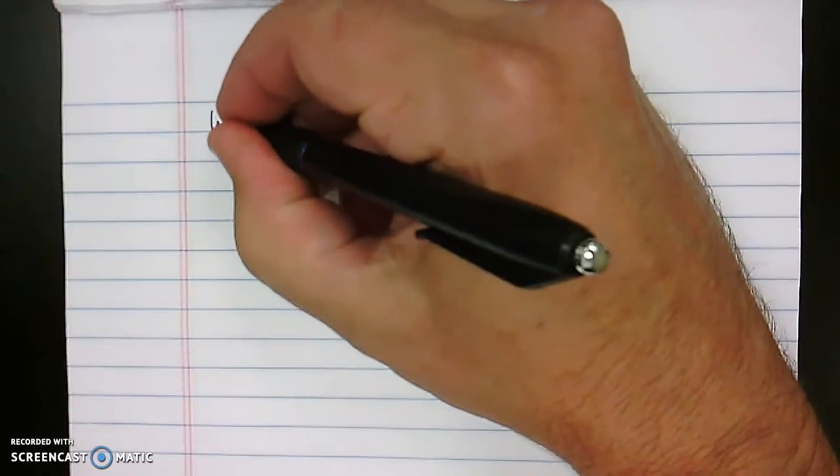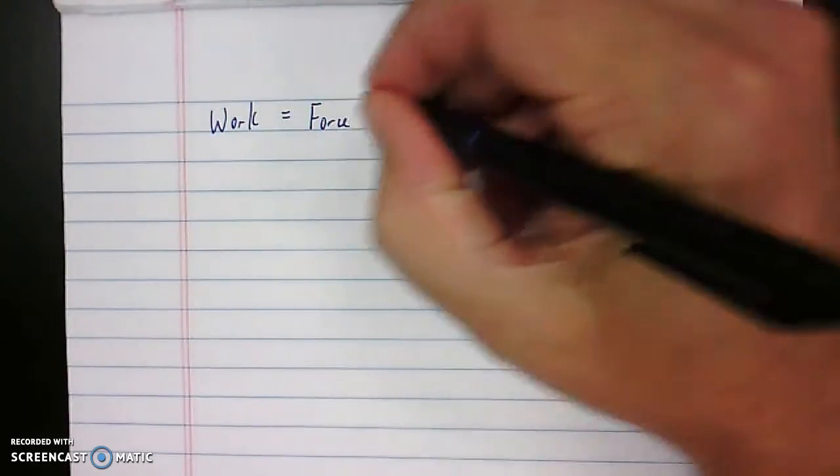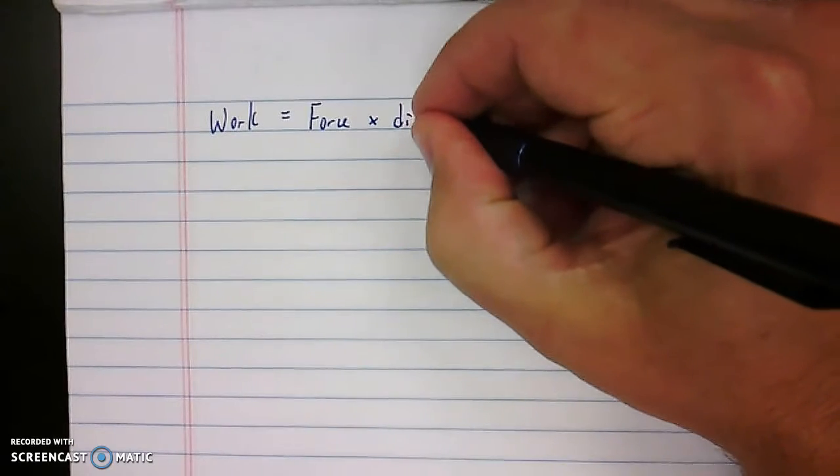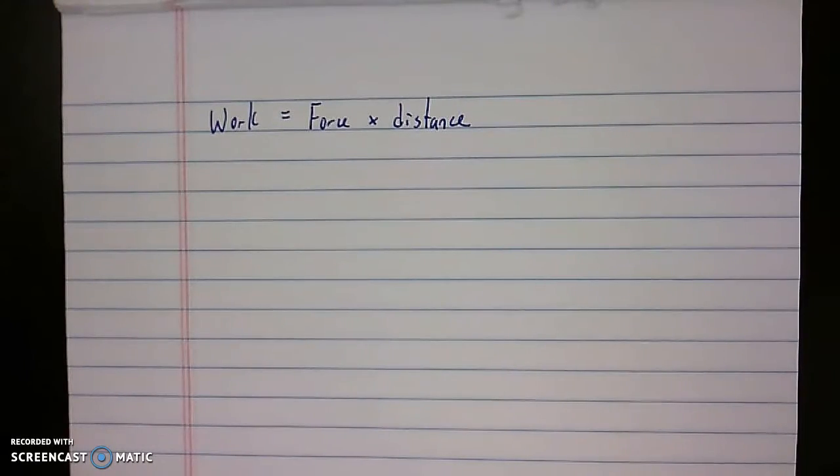Now the equation for work is pretty straightforward. Work is equal to force times distance. Now you may have learned it as force times displacement. I'm just going to use force times distance to be consistent with the Project Lead the Way program.